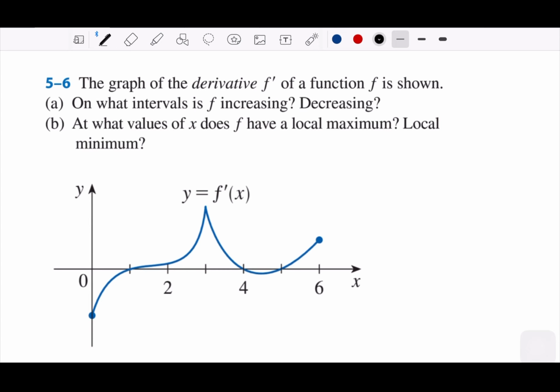Okay, and this f prime. The first question: on what interval is f increasing? Increasing where? Someone? Any guess? Increasing?